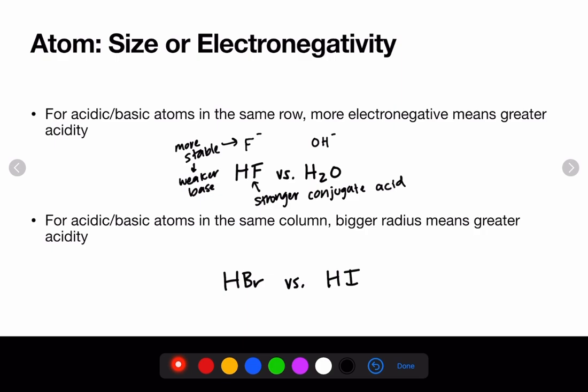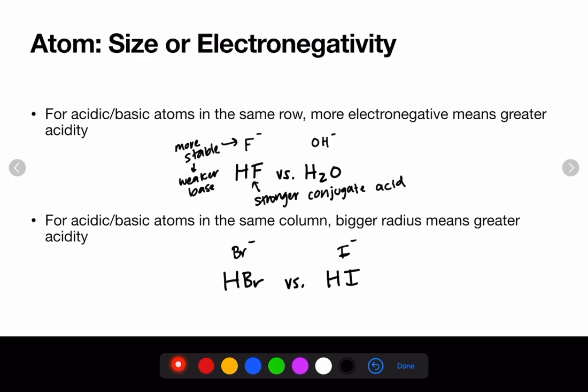Thus, the conjugate base is weaker because it is more stable, so its conjugate acid is stronger. Let's again work through this with an example. Between HBr and HI, I has the bigger radius than Br, so I is the stronger acid. Let's look at our conjugate bases to work through the logic once again.